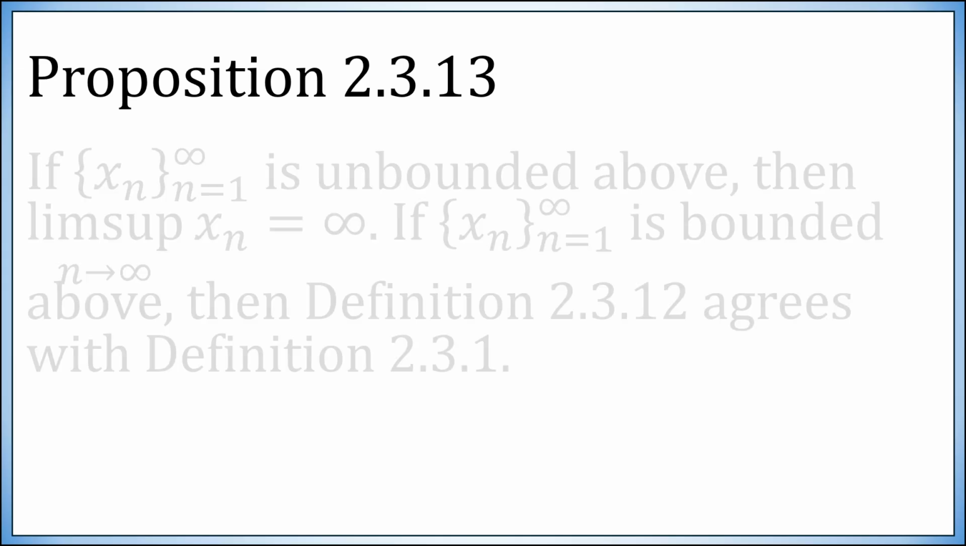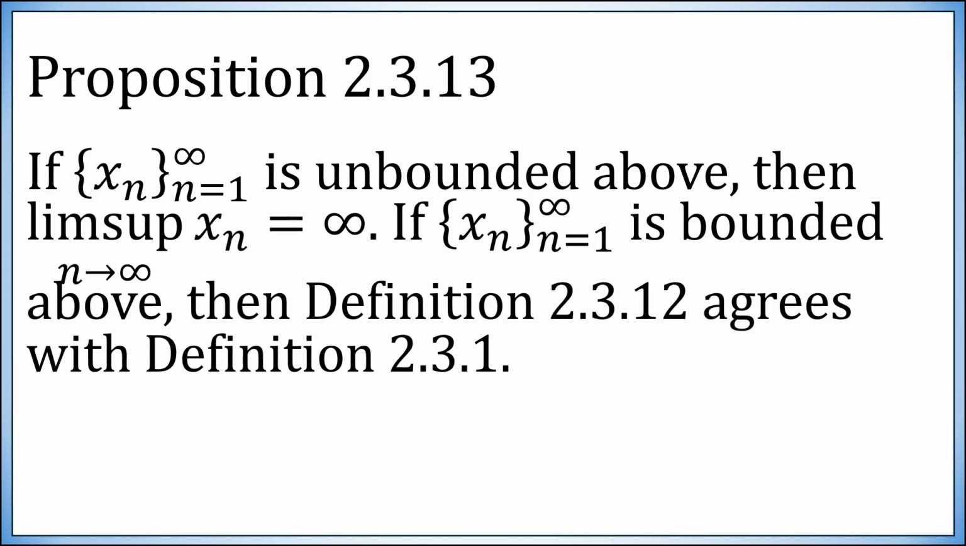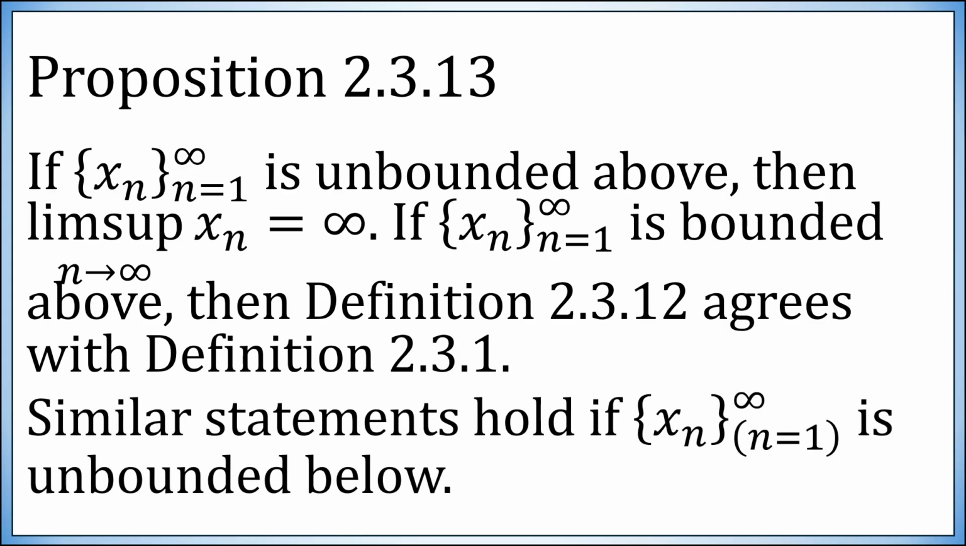So Proposition 2.3.13: if you have a sequence that is unbounded above, the lim_sup is automatically plus infinity. If it is bounded above, then Definition 2.3.12 agrees with the one back at the beginning, 2.3.1. We have two working definitions for lim_sup. For a bounded sequence, we will show that they are actually the same. For an unbounded sequence, this new definition gives us plus infinity, whereas the old definition didn't give us anything. Similarly, if you have a sequence unbounded below, the lim_inf is minus infinity, whereas if it is bounded below, then the two definitions agree completely.